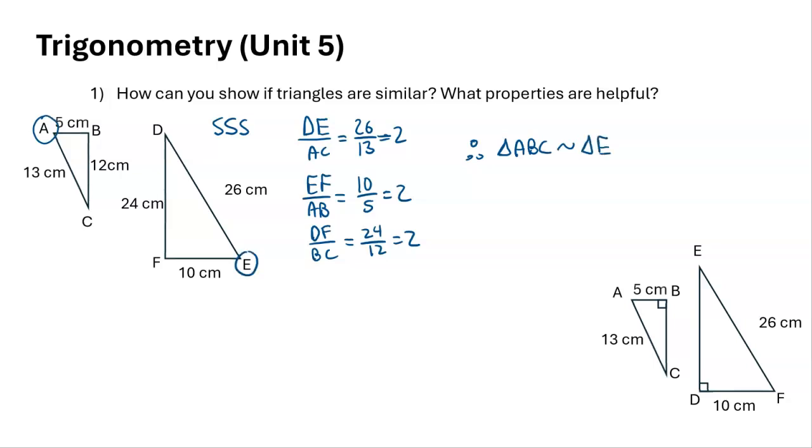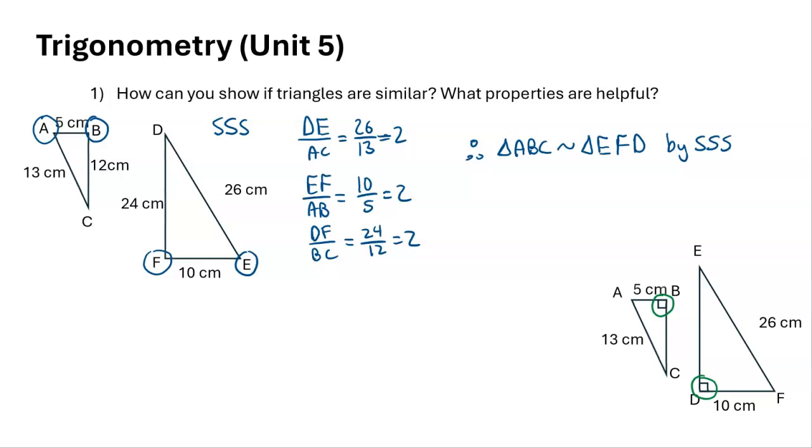A corresponds with vertex E on the big triangle. B corresponds with vertex F on the big triangle, so that's the next letter. And then vertex C corresponds with vertex D. So we say triangle ABC is similar to triangle EFD by side, side, side. Now look at the next situation.